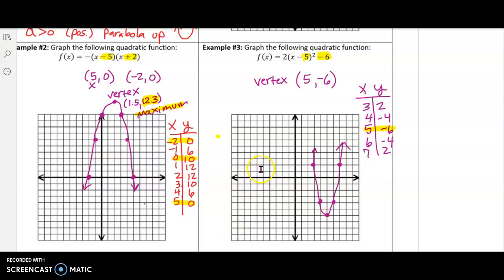Okay? Please answer the two star type questions that are on the back of this page, and then raise your hand for your teacher to come check to see if they are correct. Use your graphing calculator to help you. Have a great day, guys.